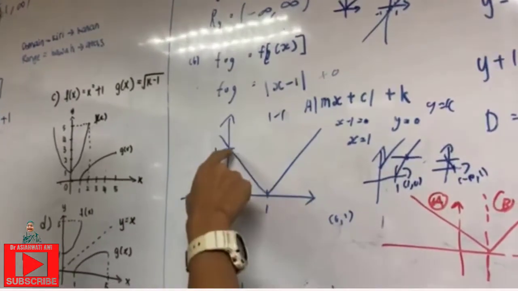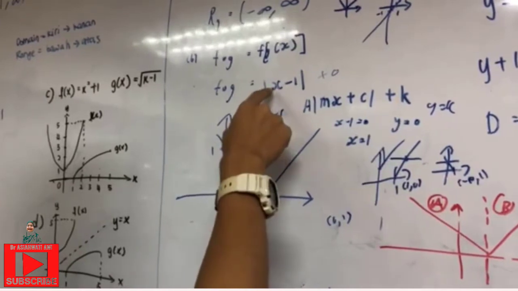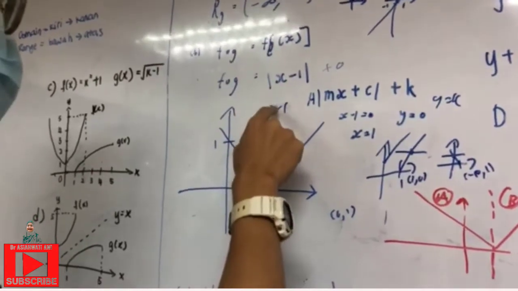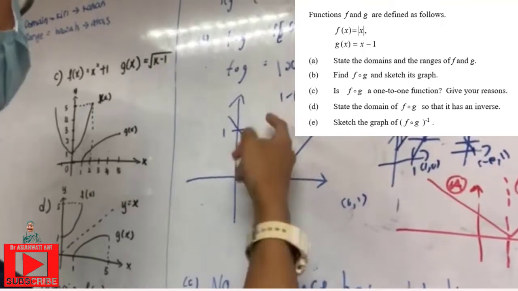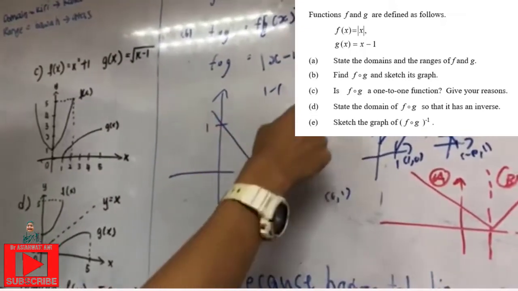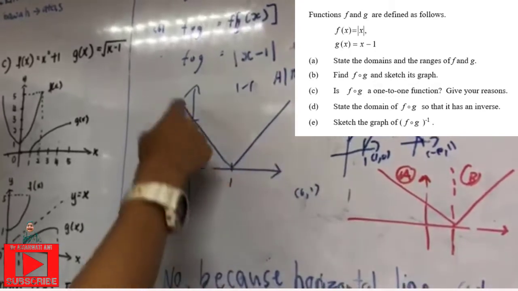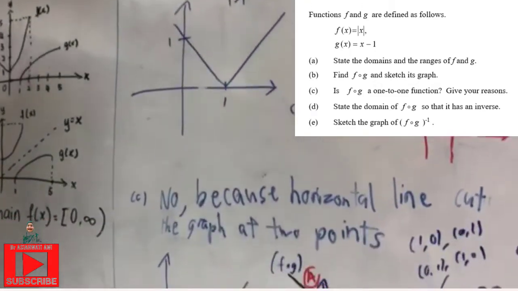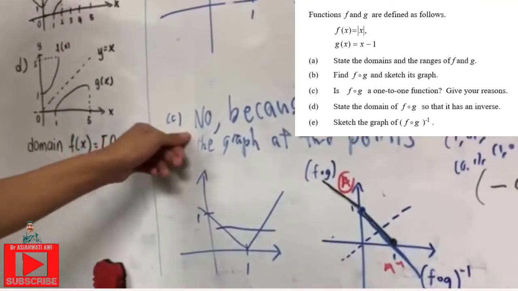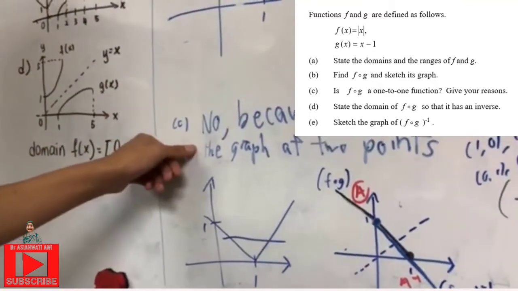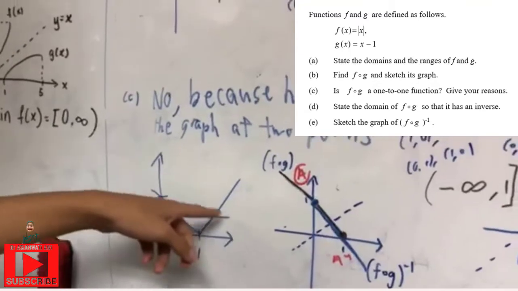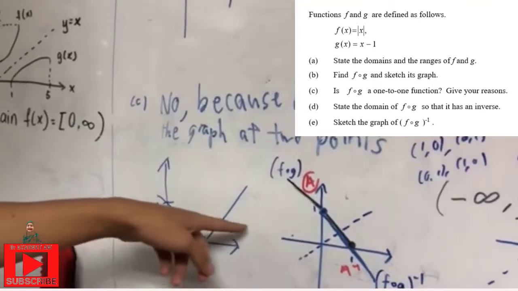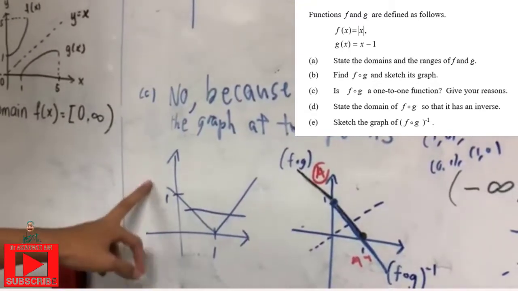And now we find the y-intercept when x equals 0, so we just substitute x equals 0, and we'll get modulus negative 1, and modulus negative 1 definitely is 1. And we get a V-shape. And now the question asks us to identify whether the graph is a one-to-one function. So we use the horizontal line test to identify it, but the horizontal line test cuts the graph at 2 points, so it's not a one-to-one function.